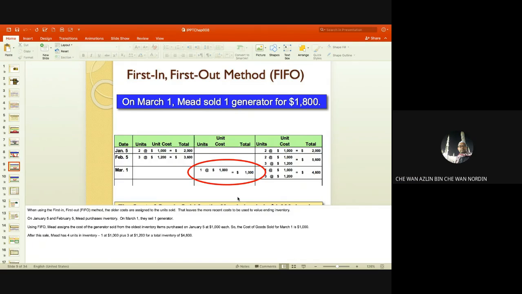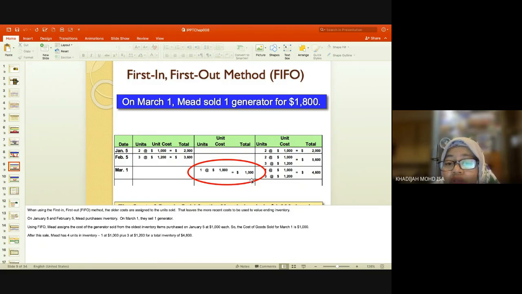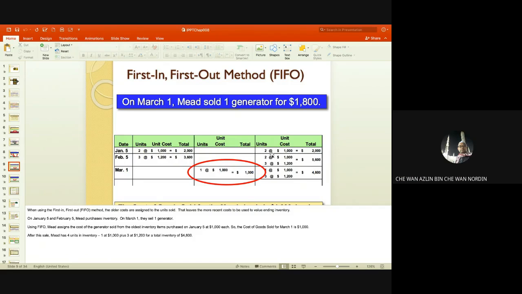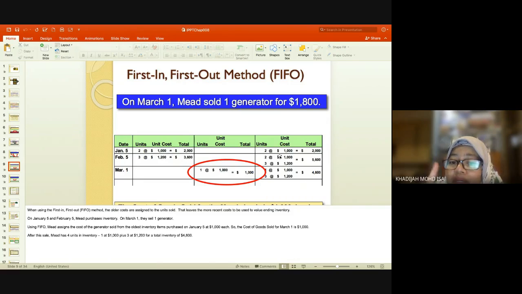So that means we sold the first unit cost, so that means 1,000. The first one first. Say on February 5th, your balance, you have 2 units you purchased first, right? You bought them when? January 5th. The 3 units you bought on February 5th. So when you sell, under first in, first out, you must sell the first that you purchased. So on January 5th, you will take 1 unit at 1,000.